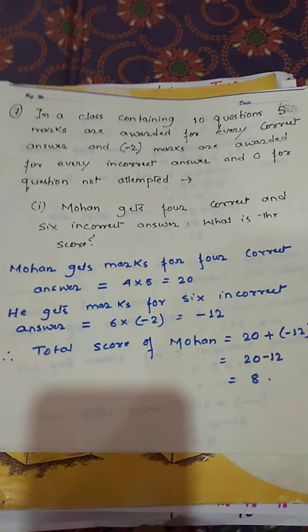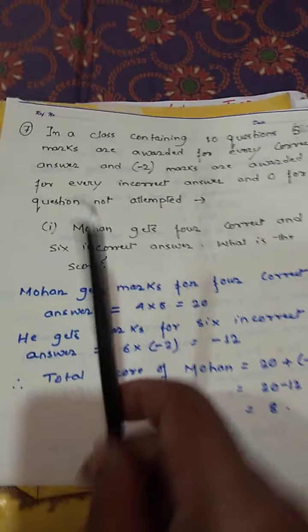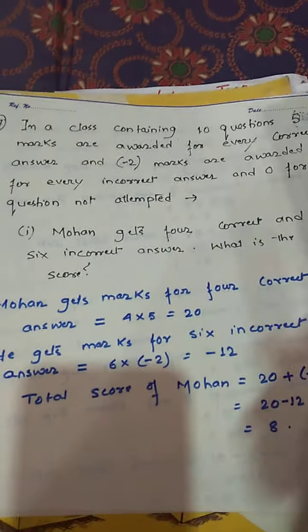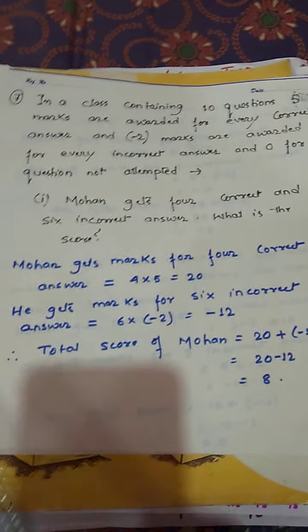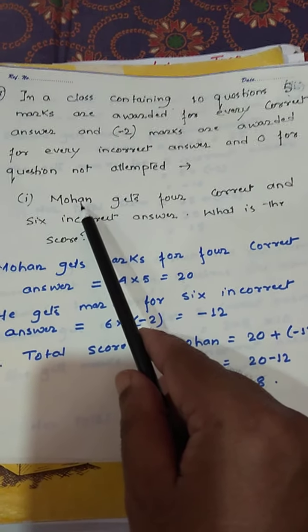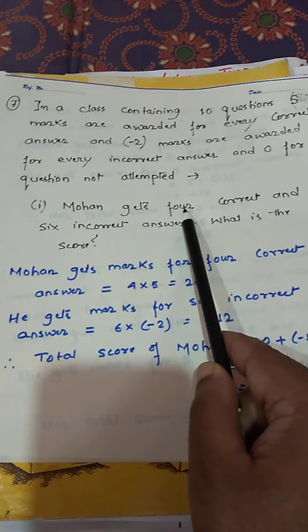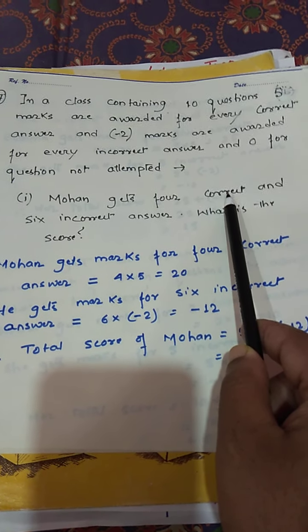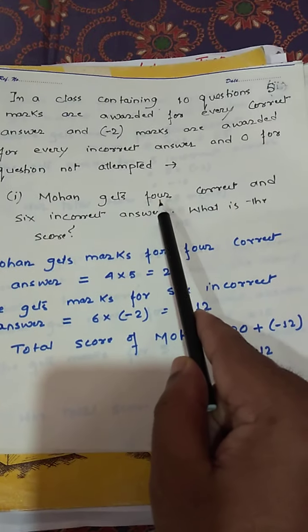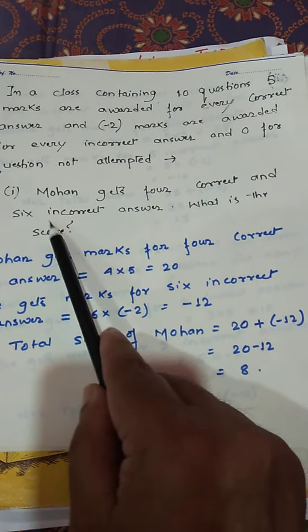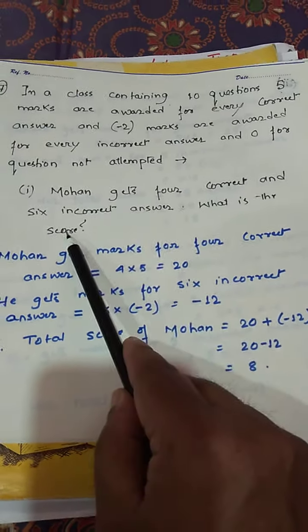Now there are 3 characters. The first will start with Mohan. 2 more characters are there in part 2 and part 3. Now what is Mohan doing? See, Mohan gets 4 correct answers and 6 incorrect answers. So out of 10 questions, Mohan has given 4 correct answers and 6 incorrect answers. So what is the score of Mohan then?